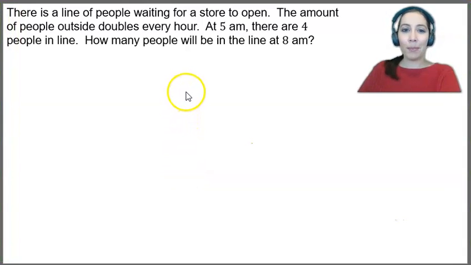There is a line of people waiting for a store to open. The amount of people outside doubles every hour. At 5 a.m., there are 4 people in line. How many people will be in line at 8 a.m.?